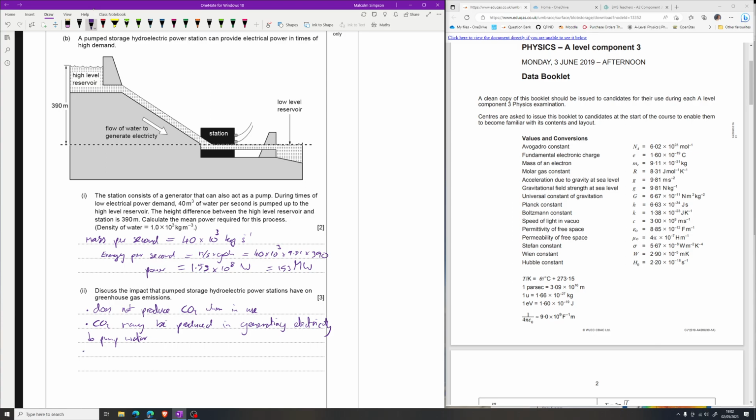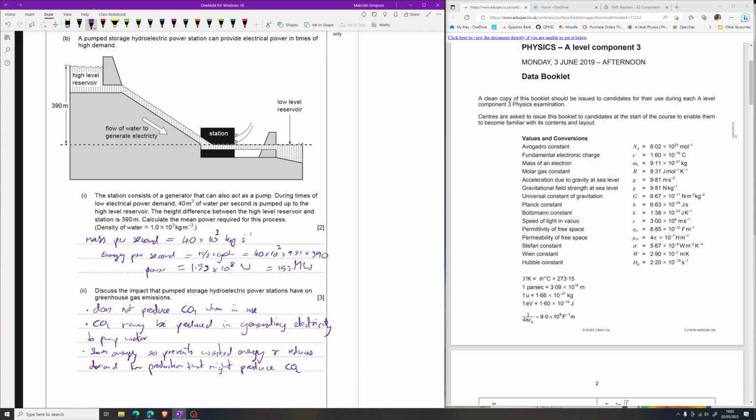However, since it stores energy, it prevents waste. Prevents wasted energy and reduces demand for production that might produce more CO2. Demand for, what am I saying? Not supposed to say 'and'. And reduces demand for production that might produce CO2. So I've made 3 points. It's 3 marks. I think that's probably okay.